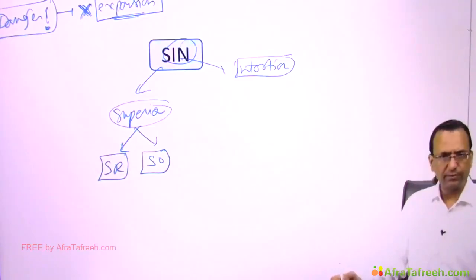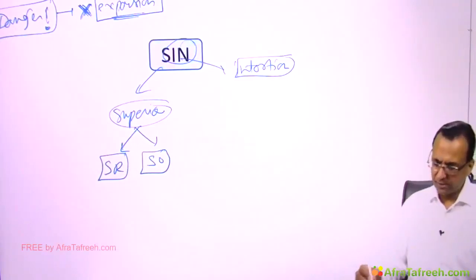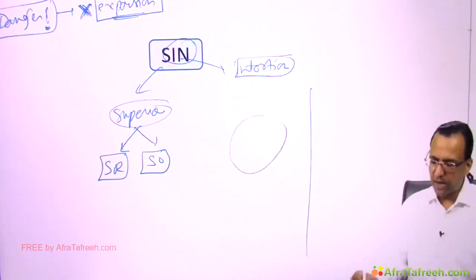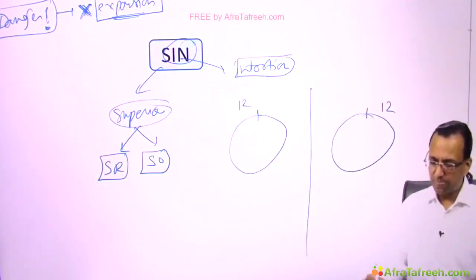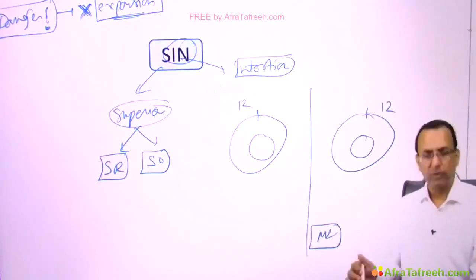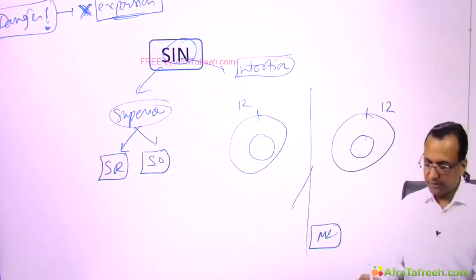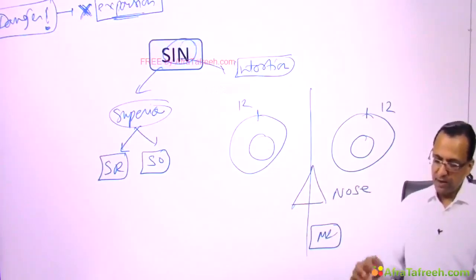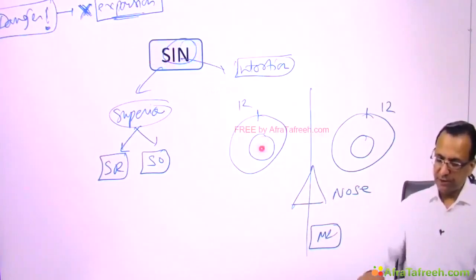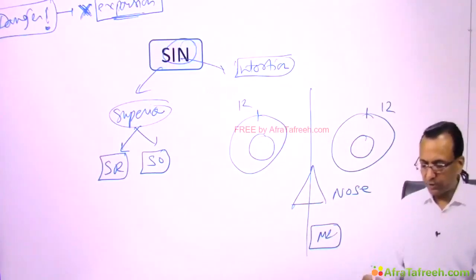What is intorsion? Say this is the midline of the body and this is the eyeball, and this is the 12 o'clock position of the eyeball, and the patient is looking at you. This is the midline of the body, meaning the nose will be here. And this is the patient looking at me. And now this is the 12 o'clock position of each eyeball.